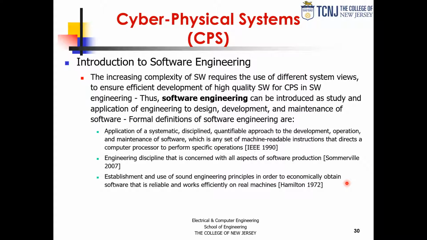Then we have that software engineering is an engineering discipline that is concerned with all aspects of software production. So now the idea that software is a product, it is. It also can be a component of a larger system. And we also have that software engineering is the establishment and use of sound engineering principles in order to economically obtain software that is reliable and works efficiently on real machines. So 2 components, reliability and efficiency.